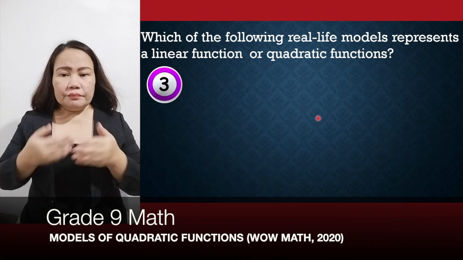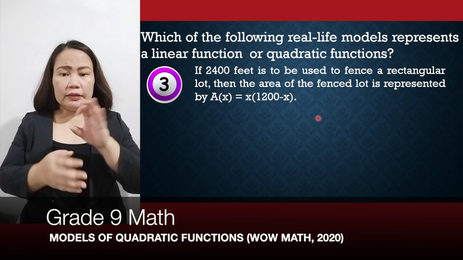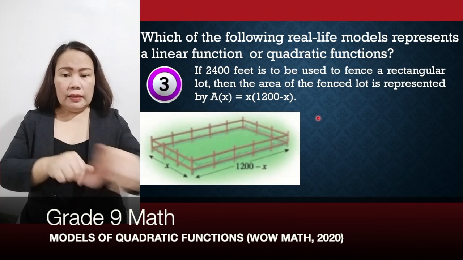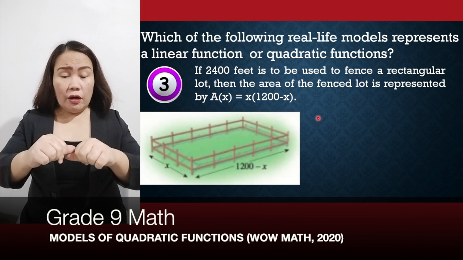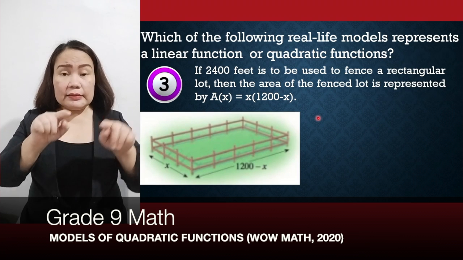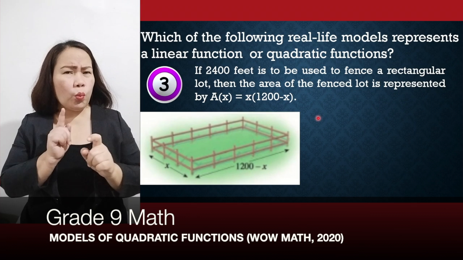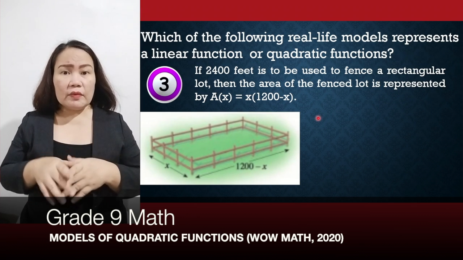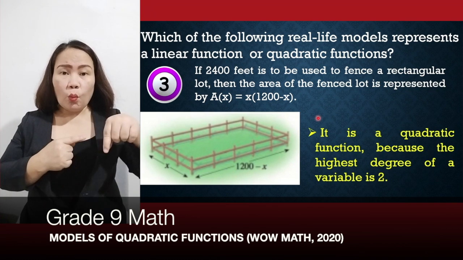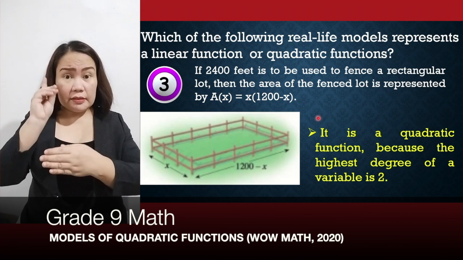Next. If 2,400 feet is to be used to fence a rectangular lot, then the area of the fenced lot is represented by A of X is equal to X times the quantity of 1,200 minus X. So, what kind of real-life model is this? Is this a linear function or a quadratic function? Okay, this is a quadratic function because the highest degree of the variable is 2.